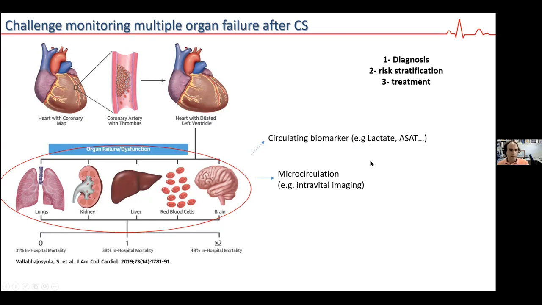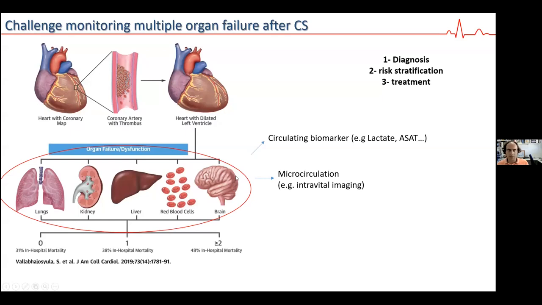You can assess direct detection of microcirculation. It's another way, using, for example, intravital imaging. However, the image resolution makes it very difficult to analyze, but I think the major problem is to assess directly microcirculation in kidney, liver, and maybe more problematic for the brain.